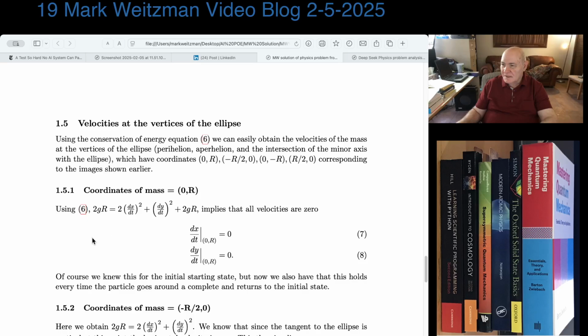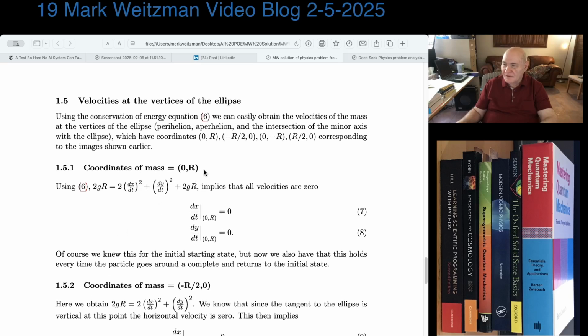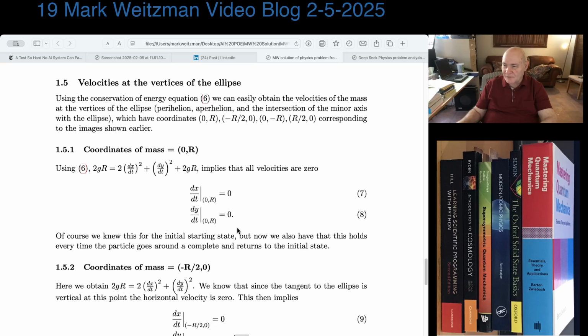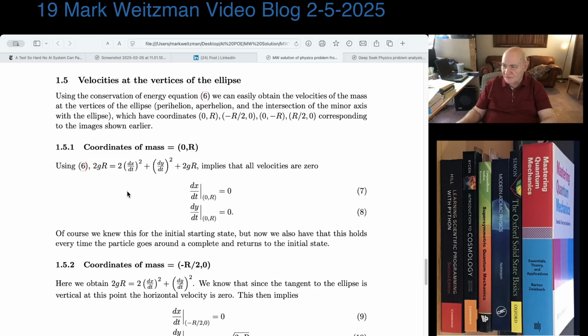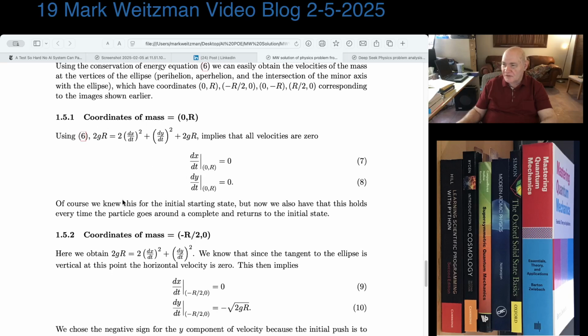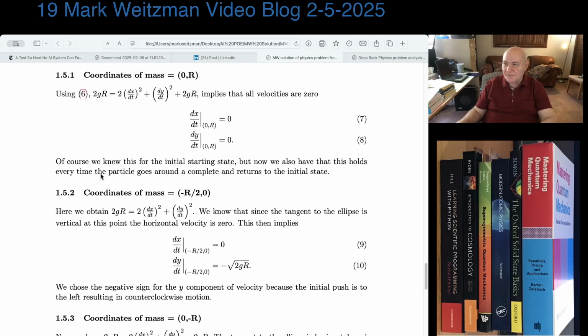So looking at each point, if you look at the point 0, r and you substitute in that equation, you can see we'll have a 2gr on both sides of the equation that cancels. We have a sum of squares equals 0, so each must be equal to 0. So at the top, the x component of velocity of the mass is 0, and the y component of the velocity of the mass is 0. And this is the initial starting state, and when it comes back, this always has to hold anyway.